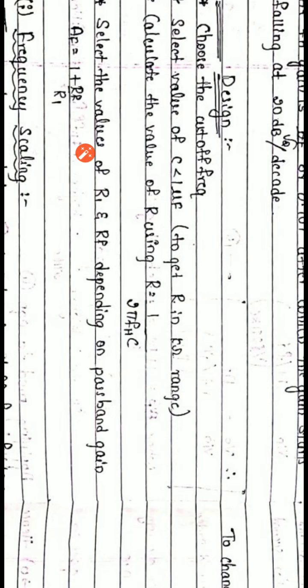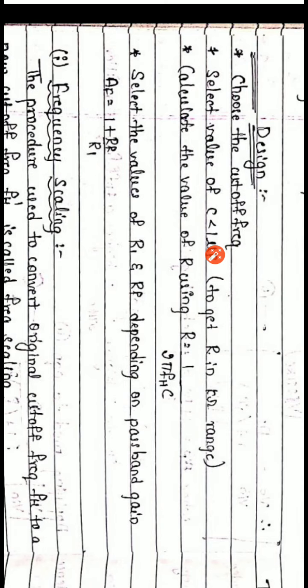The design of the filter needs to be done like this. Choose the cutoff frequency, like 1 kilohertz, 2 kilohertz. Select the value of C less than 1 microfarad, so that we only get R in kilo ohms. That is why we have to choose C less than 1 microfarad. Then calculate the value of R using this expression, R equals 1 by 2 pi FH into C. Then select the values of R1 and RF depending on the passband gain, that is AF. Once we know all these things, we can design the filter.